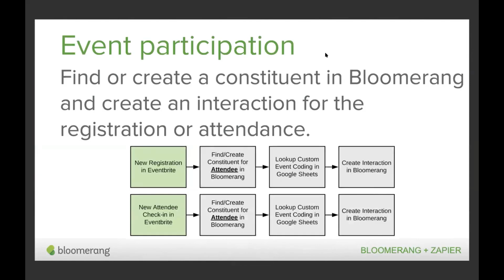When it comes to getting Eventbrite participation data into Bloomerang, each new attendee registered or checked in will first find or create a constituent in Bloomerang for the attendee. Again, similar to how we just did, we'll use that Google Sheet lookup table to pull in custom coding based on the specific event. And then we'll create an interaction on the constituent's timeline. We'll use the same Google Sheet lookup table we created for Eventbrite orders, which means we're ready to dive right into Zapier for setting up our workflow.